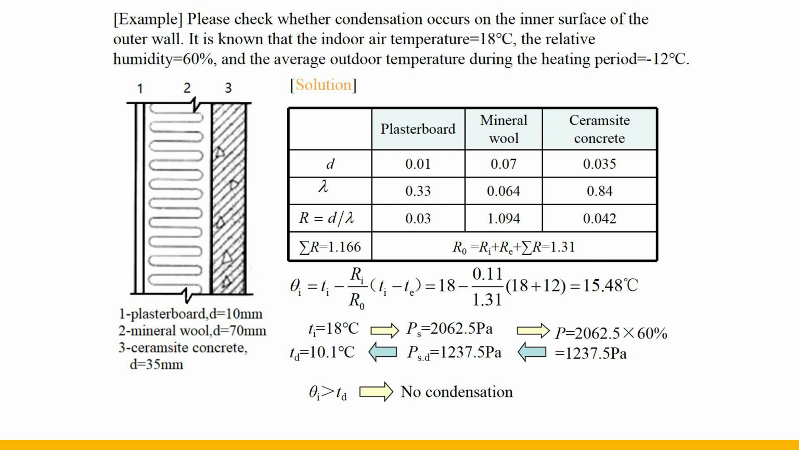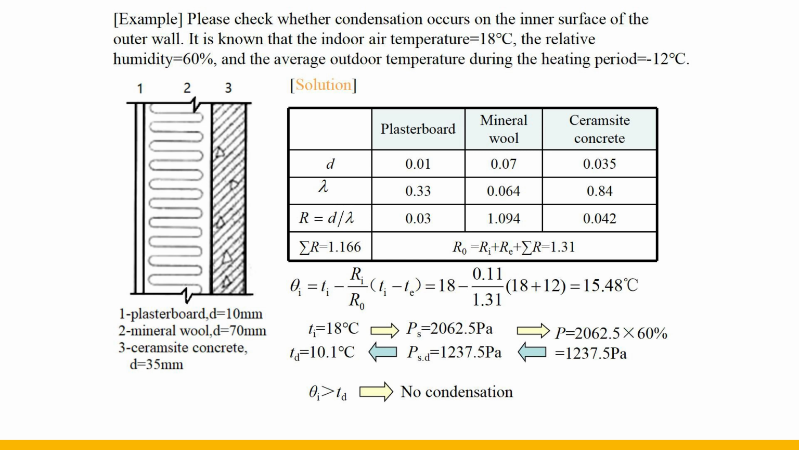According to the indoor temperature of 18 centigrade, the partial pressure of the indoor saturated water vapor is 2062.5 Pascal. According to the calculation formula of relative humidity, the actual partial pressure of water vapor is obtained as 1237.5 Pascal. Taking the actual water vapor partial pressure as the saturation value, the dew point temperature is 10.1 centigrade. Finally, comparing the inner surface temperature of 15.48 centigrade with the dew point temperature of 10.1 centigrade, since the inner surface temperature is greater than the dew point temperature, it can be seen that surface condensation will not occur.